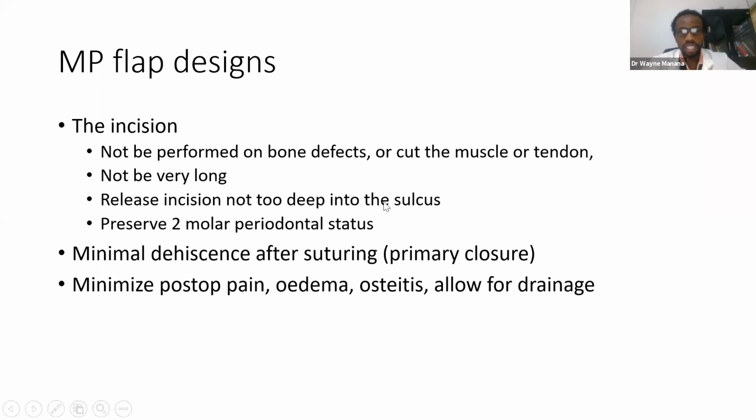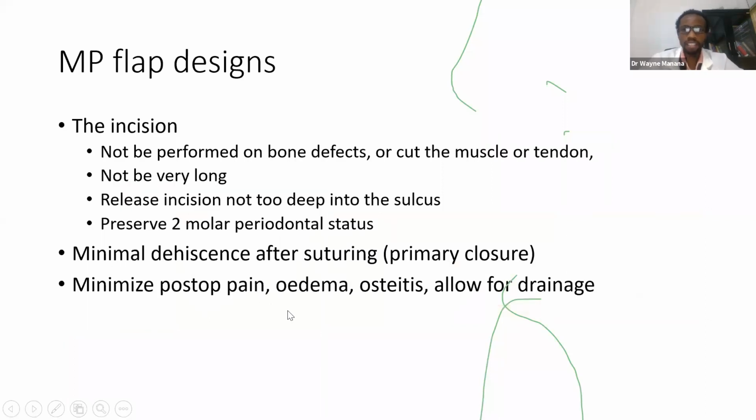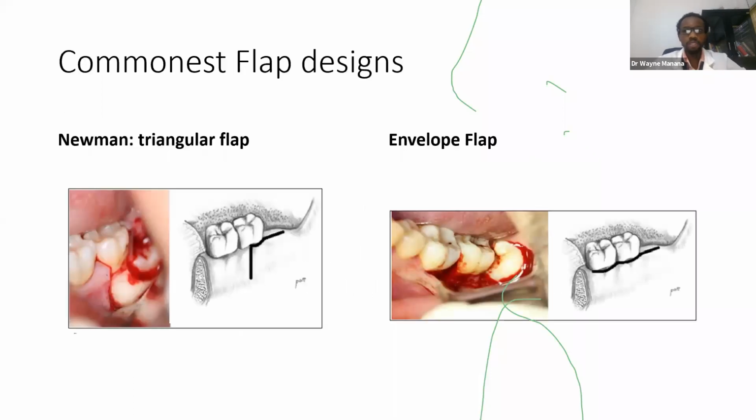The release incision into the sulcus should not go too deep. Remember, there is a nerve, I will show you what we mean by release incision. But remember, there is a nerve called the long buccal. So another disaster is if you go too deep from the mobile mucosa or attached gingiva, you might end up cutting the long buccal nerve. And there should be minimal dehiscence after suturing, and a good flap should minimize post-op pain, edema, and dry socket, and it should allow for drainage of the socket.